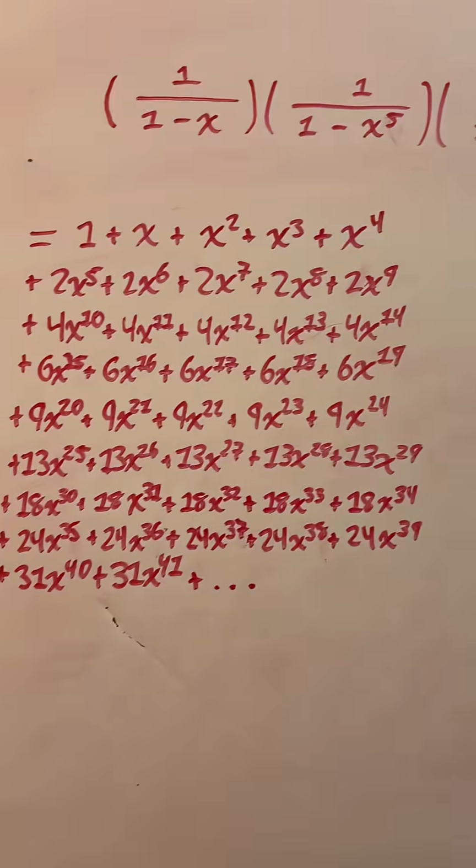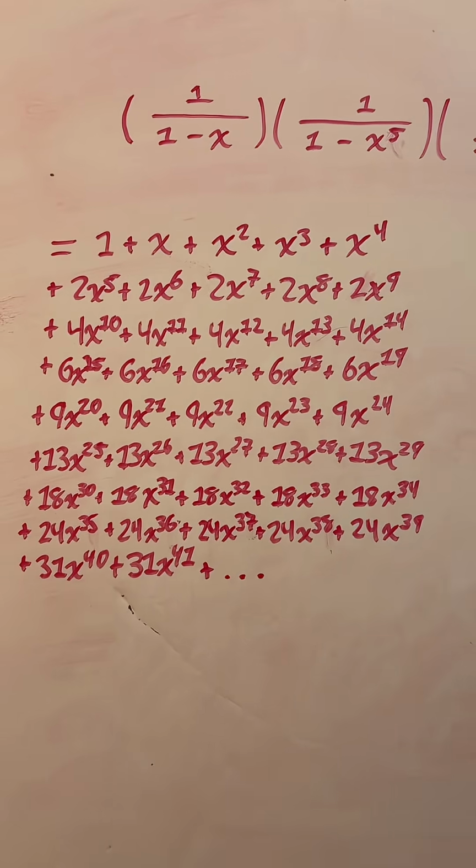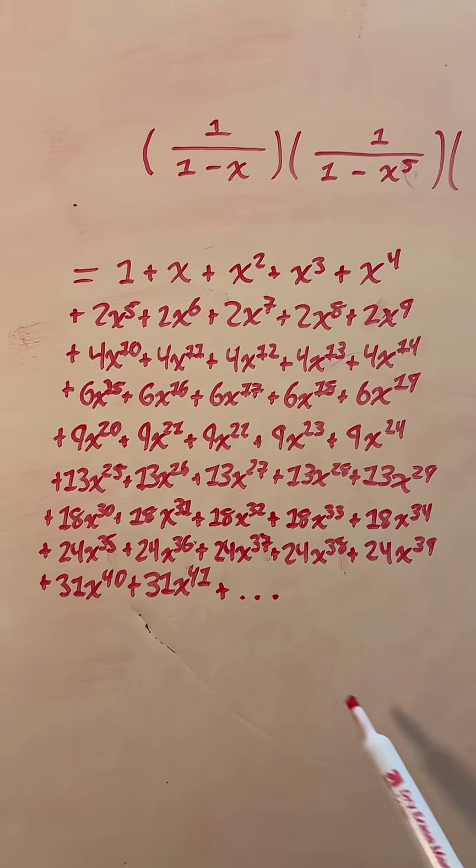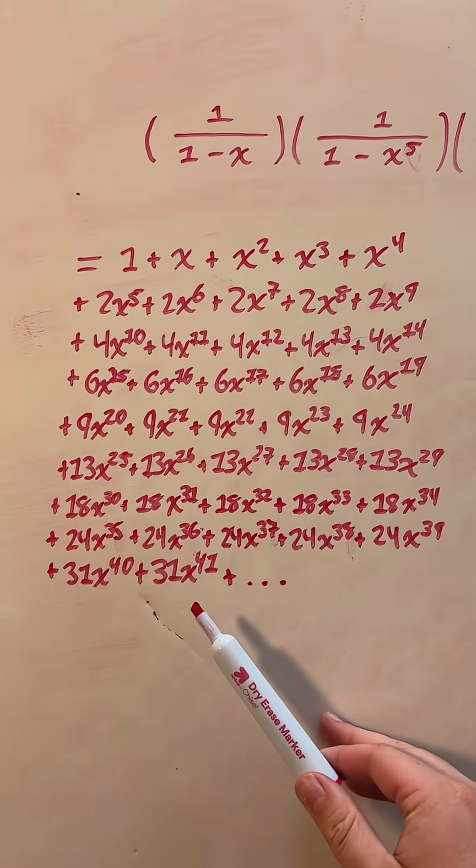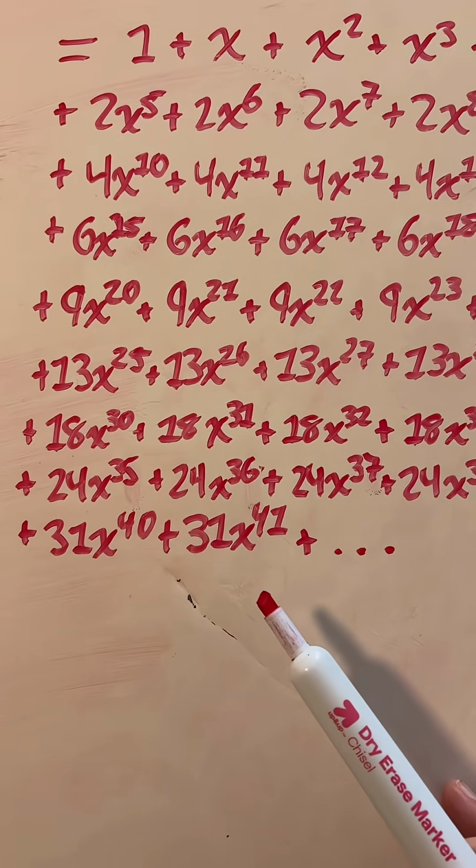But I'm just going to have a computer do it, and it'll give us the first 42 terms here. The coefficient of x to the 41 will be the number of ways we can make 41 cents change, and that is of course 31.